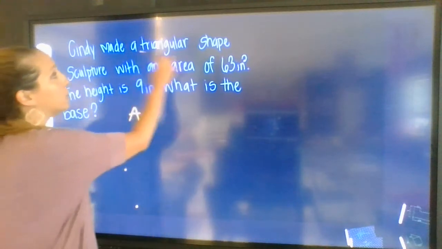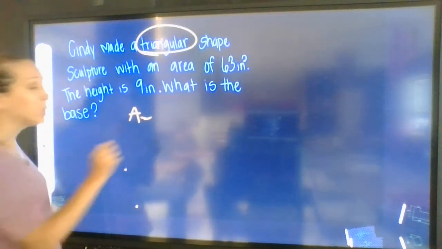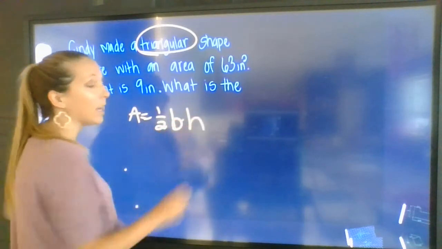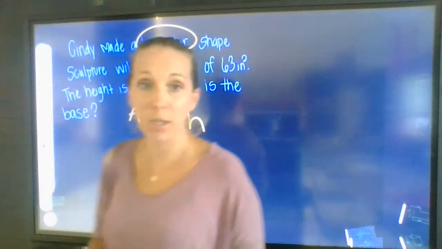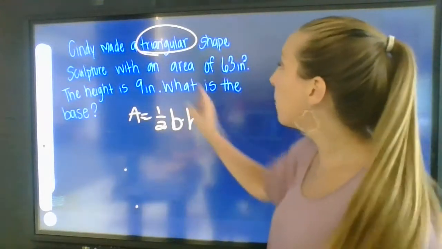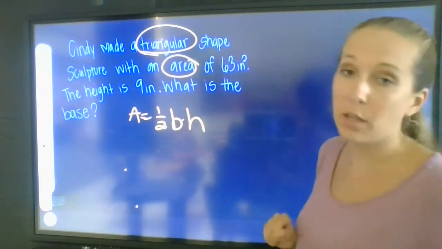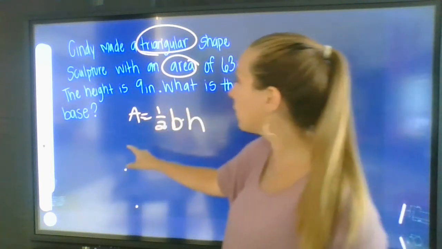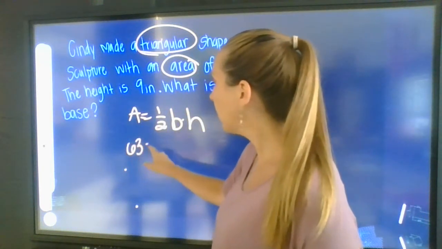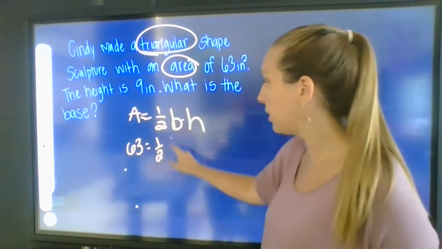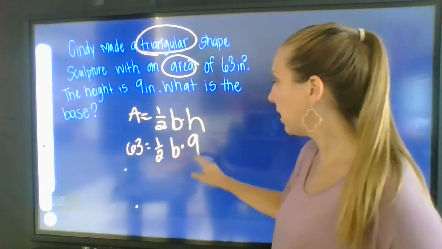Now we notice it's a triangular shaped sculpture, so we're going to put 1/2 base times height. Now again, you could do base times height divided by 2, and that's fine. All right, so it says right here the sculpture has an area of 63 inches squared. So in the place of A, we're going to put 63. Then it says the height is 9 inches. So times 9, so B times 9.